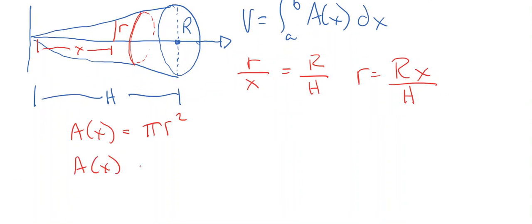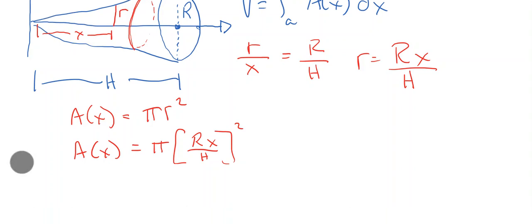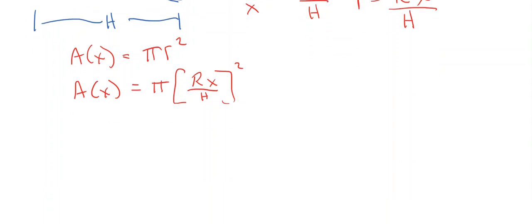in relationship to x, so we can take r and we can put in our little formula for r, which is capital R x over h. And we want to square that. All right, so there is our formula for the cross-sectional area. Now all we need to do is to set up our integral.